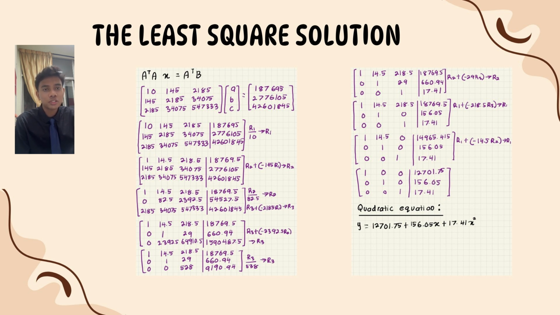So we put it into the equation side by side, and then we change it into the augmented matrix. From the coefficient matrix, we change it into the augmented matrix. So we can reduce it until we get RREF, which is reduced row echelon form, to get the values of a, b, and c. From the values a, b, and c, we can put them into the quadratic equation, which is a plus bx plus cx squared. So we reduce it until we get the equation, and then we put it into the quadratic equation, and we get the least squares.